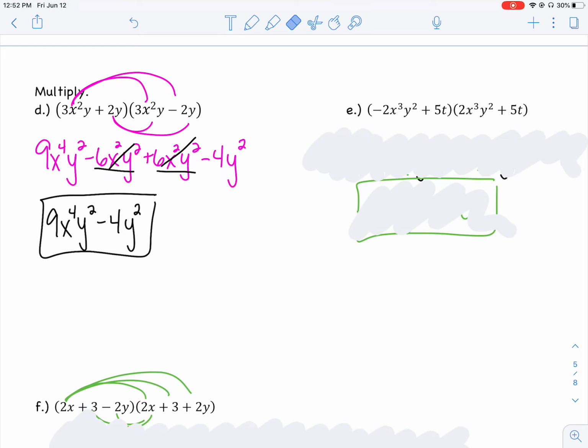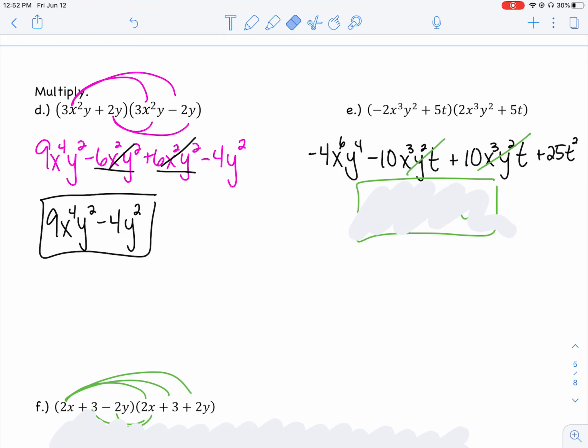All right, look at E. I'm going to FOIL or distribute. If you notice, they have the same exact term, but one is positive and one is negative. If you were to rewrite those in a different order, those would also be conjugates. So it looks like, again, my middle terms cancel.